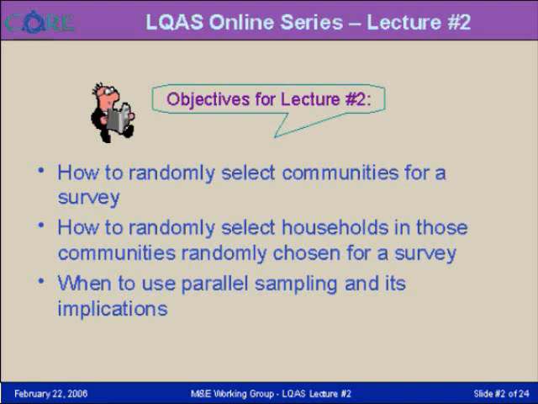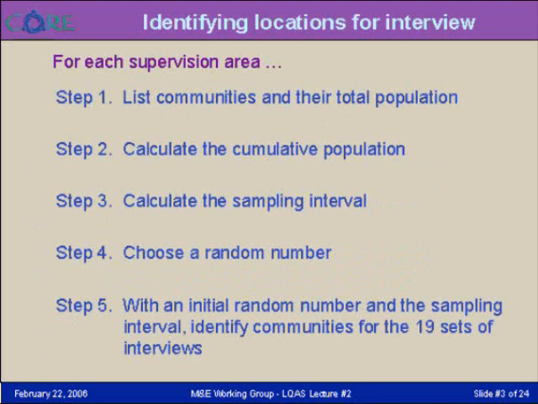By the end of this lecture, we would like you to understand the overall process of data collection with the intention to reduce any survey bias in order to obtain quality data. In order to identify the location for conducting the interviews in each supervision area, there are 5 basic steps to do so. First, we would need to have the listing of all communities or towns along with their total population in which the project will implement activities.